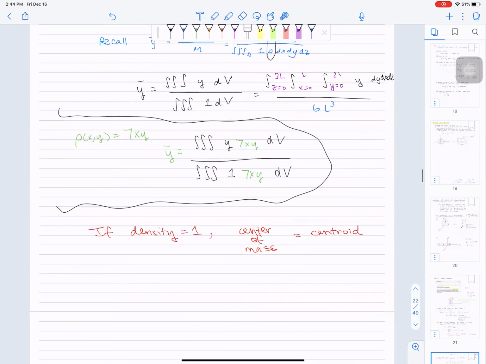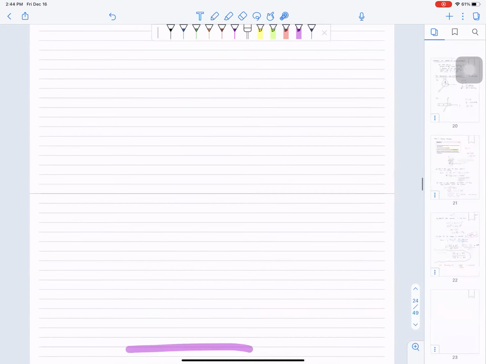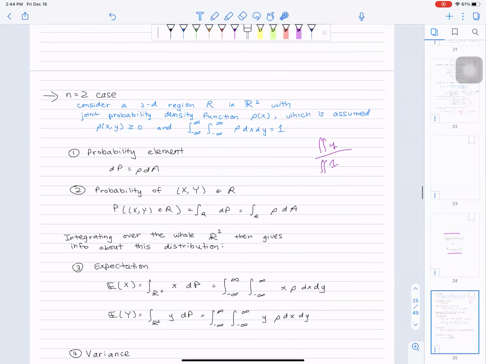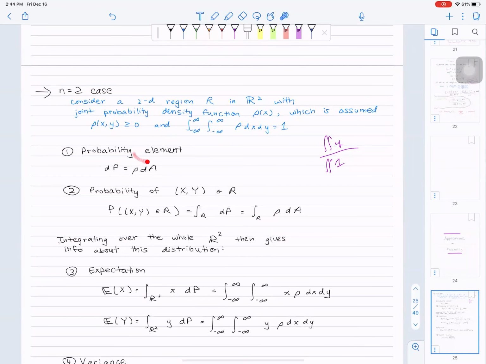Now let's do applications in probability. Okay, so probability is slightly different from the applications in mechanics that we just did. So here we have probability element. As always, we always need a something element. And if I integrate that element, I get probability.